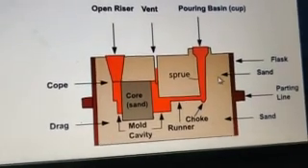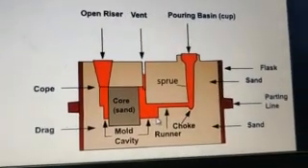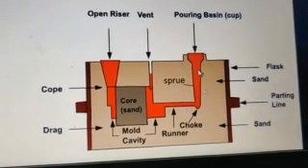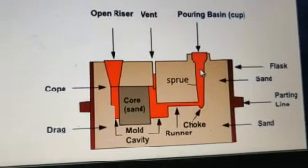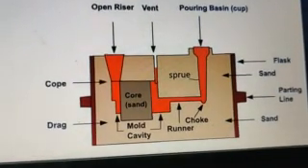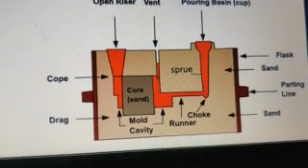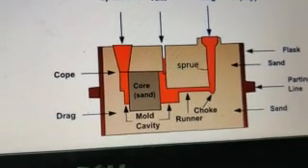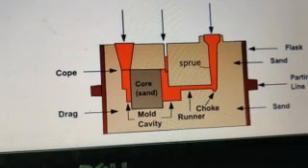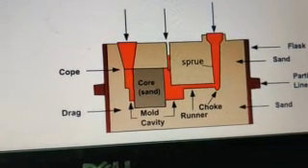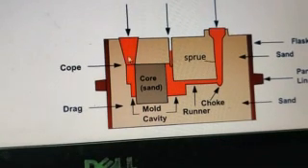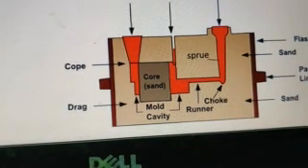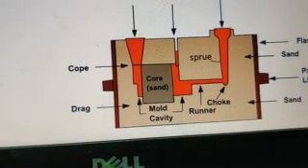Then we have another special arrangement for sand casting, that is the runner and the sprue. The sprue is the part through which your molten metal is poured, and it reaches the mold cavity through a runner in order to make sure that there is uniform flow of the molten metal. Once the mold cavity is filled, the excess molten metal will rise up through the open riser. And to make sure that the mold is compact, we ram the sand into the molding flask.